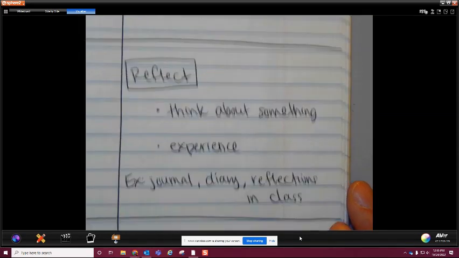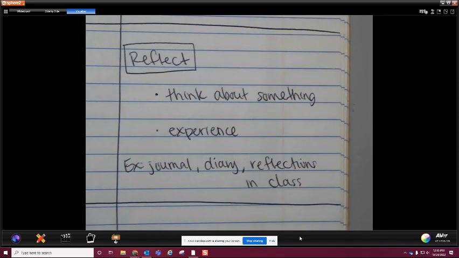And then the last one that I want you to look at, and this is going to go underneath argue, is this one. It says reflect. It means you're thinking about something. It's an experience. Maybe you're talking about an experience that you had, or the author is talking about an experience they had. It could be a journal. It could be a diary entry. It could be reflections that you do in class with us. That's to reflect. Okay?